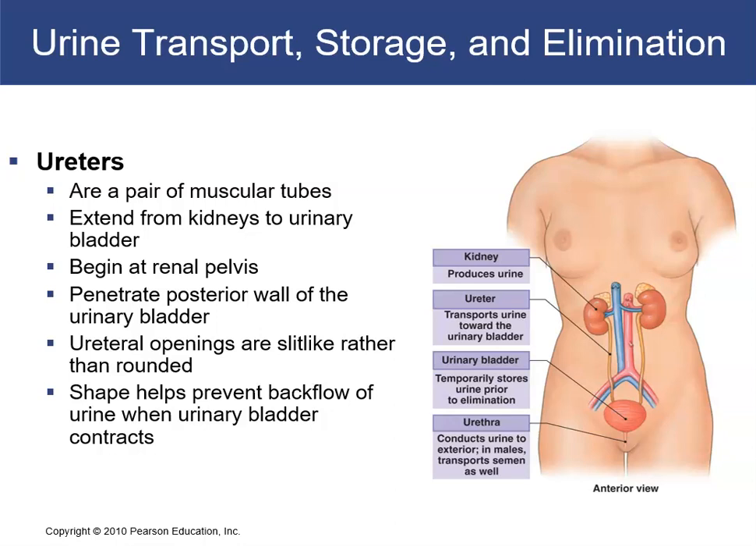They begin at the renal pelvis, and they come down and they penetrate the posterior wall of the urinary bladder near the bottom. The ureteral openings into the bladder are slit-like rather than rounded, and they are covered with a flap of tissue. This slit-like shape helps to prevent backflow of urine when the urinary bladder contracts, and we'll look at how this is put together in just a moment.